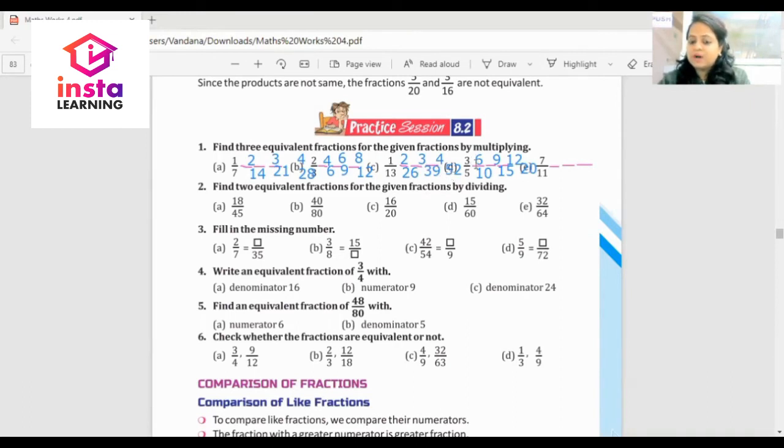Okay. And now 3 upon 5. So 6 upon 10, 9 upon 15, 12 upon 20. These are the equivalent fractions. Okay, students, got it? Yes.